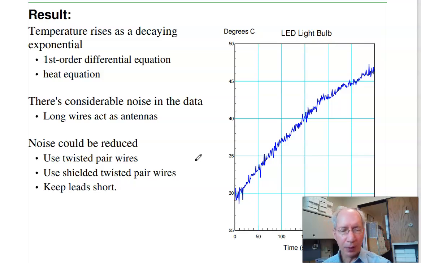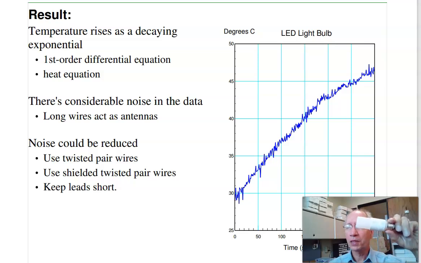Connecting that to an LED light bulb. It's one of these GE light sticks. It's a 60 watt equivalent light bulb rated at 10 watts.